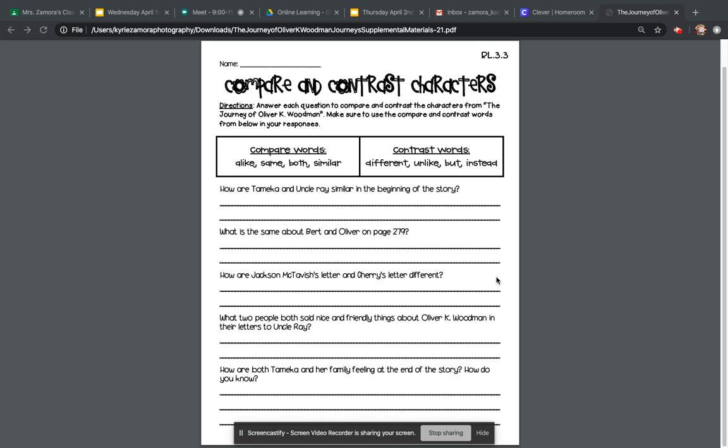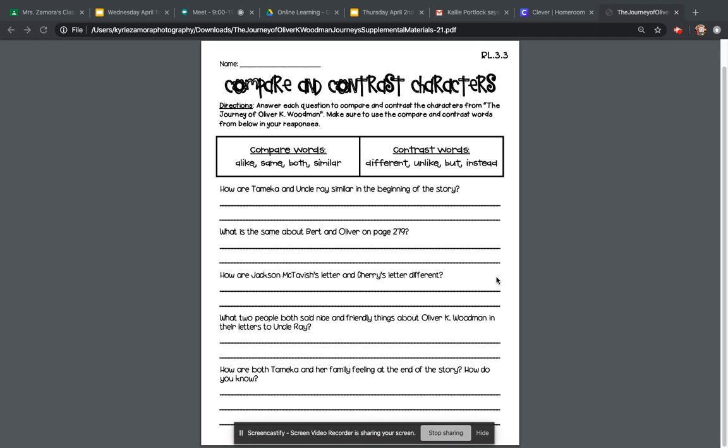Okay, when we are comparing characters, we're going to use words like alike, same, both, similar. And if you're restating the question, those words should already be in your response, but make sure you're using those words. If you'd like, you can try to use a different word. For example, how are Tamika and Uncle Ray similar in the beginning of the story? You could restate that and say Tamika and Uncle Ray are alike at the beginning of the story because. So that's a challenge that you can take on if you would like. It might impress me, so maybe you should do that.